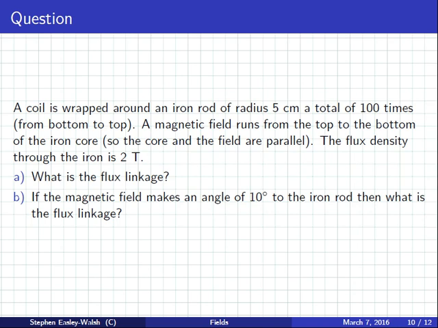So what formula is it here? NBA. You know the N? Yes. And you know the B? Yes. And you know the A? Yeah. What's the A here? Yes. Okay, good. Calculate the first part, please.